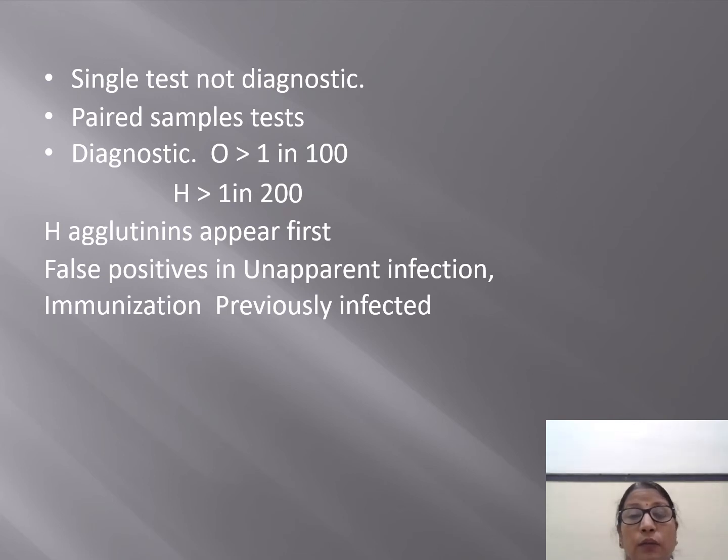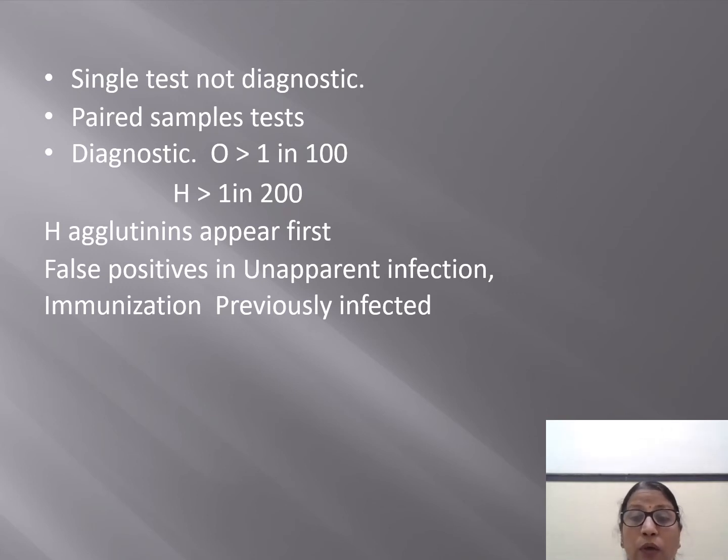And we have to remember that H agglutinins appear first and they remain for a prolonged period. Clear? Whereas O agglutinins appear afterwards and they disappear within 6 months. Clear? Whereas H agglutinins remain in the patient sample for more than 6 months.